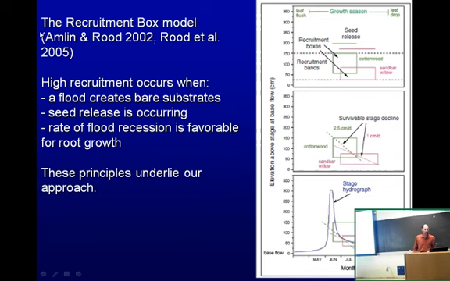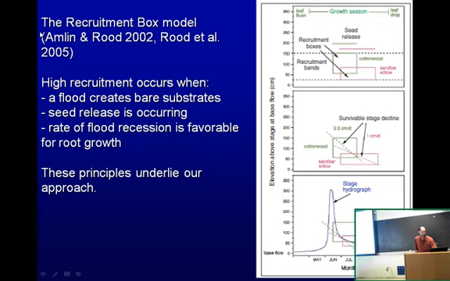I'm kind of jumping into riparian tree biology here, but our model is somewhat predicated on what's called the recruitment box model by Stuart Rood and colleagues that has been developed over the past 10 or 15 years. Essentially, they noted that recruitment only occurs when certain conditions are met for riparian plants. There has to be a flood that creates bare substrates. There has to be seed release going on. And also the flood recession has to be favorable for root growth, because the roots have to actually track the declining water table. So when you're in that zone, this is through time here, and this is the recession of the flood, you're going to get recruitment of, say, cottonwood seedlings in this case, or maybe some other species, depending on whether that box of recruitment falls in the right timing of the year and in the right place in the hydrograph. So you just need those things to align in order for recruitment to happen.